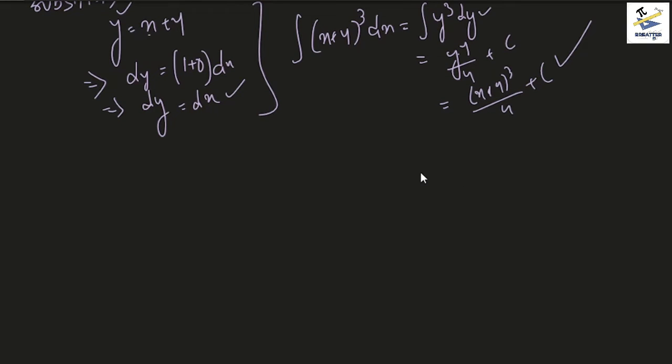So this makes (x plus 4) whole cube by 4 plus c, and these are the two ways that we can evaluate this integral, right? Okay, so let us move on to another example which would be a little bit trickier, or maybe a tad harder than this one. Let us evaluate the integral of sine of (ax plus b) for real numbers a and b.